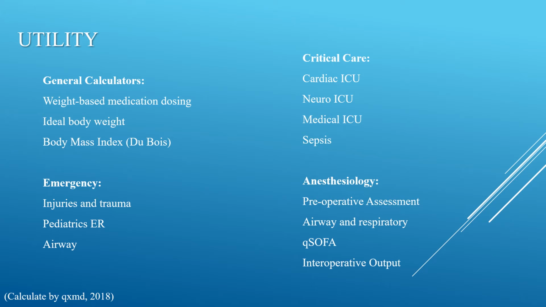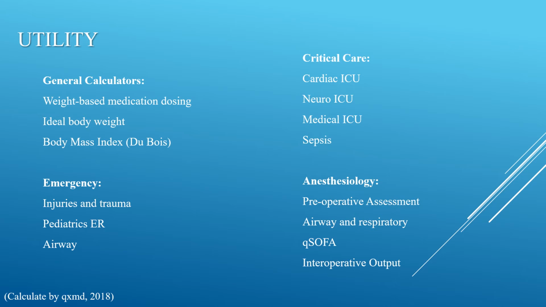The general calculator function provides quick answers to weight-based medication doses and ideal body weight for patients. These calculators generate answers immediately and avoid having a loading delay. The specialty section for emergency medicine includes tools to guide the plan of care for injuries and trauma, pediatrics ER, and managing airway issues. For critical care specialties, there are tools to calculate mean arterial pressures, systemic vascular resistance, cerebral perfusion pressures, Glasgow coma scale, and much more.